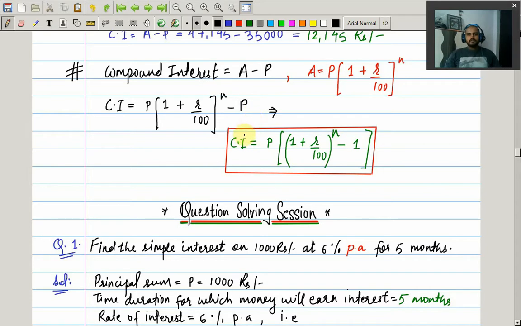It's a continuation part of simple interest and compound interest. In the previous lecture we have seen up to this formula. So we have seen the formula for compound interest is amount minus principal, and this was the formula. So in this lecture we are going to solve a few examples.